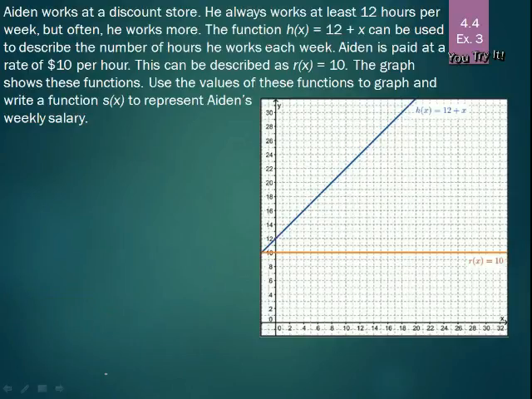Aiden works at a discount store. He always works at least 12 hours per week, but often he works more. The function h(x) = 12 + x can be used to describe the number of hours he works each week. Aiden is paid at a rate of $10 per hour.